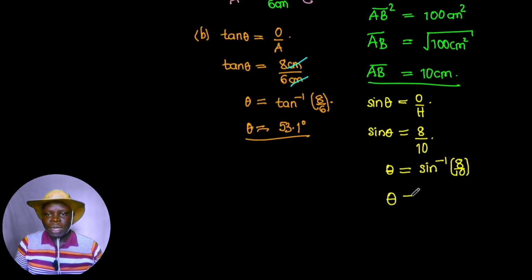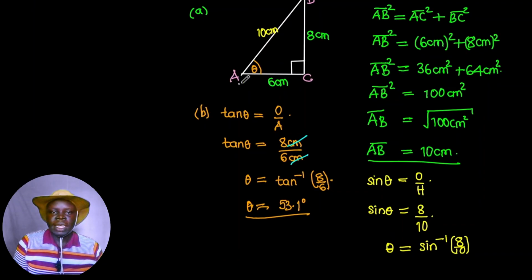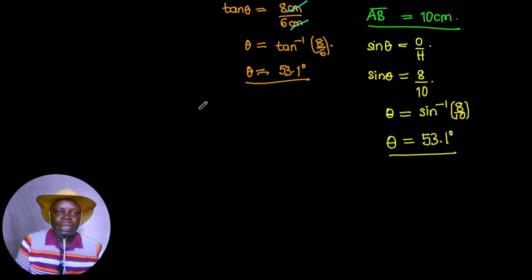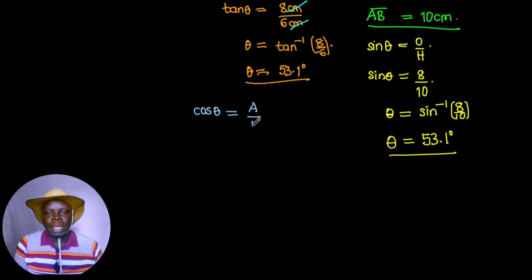Therefore, our result is 53.1. Since we've already rounded our calculator to one decimal place, it will just give us exactly that. So if I've taken AC and AB, the other ratio here would be cosine. So let's also do that to find out whether we will get the same result. Cosine of that angle theta is given by adjacent over hypotenuse.